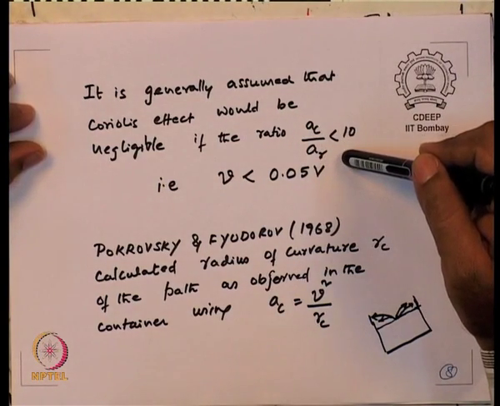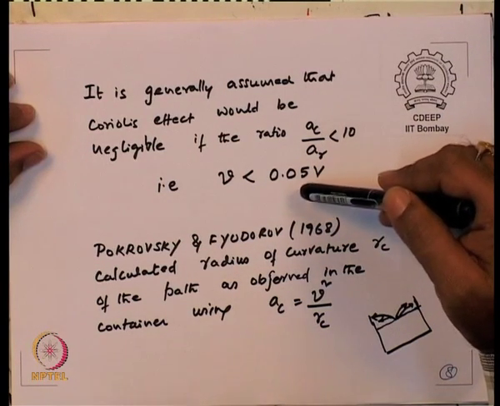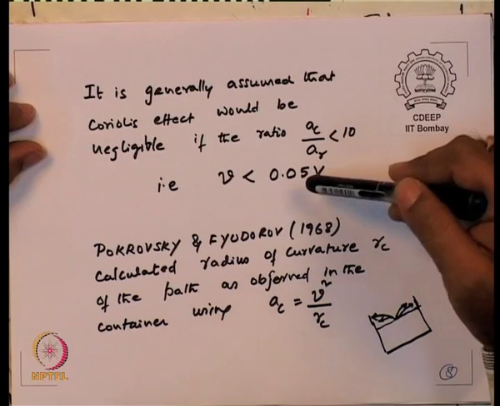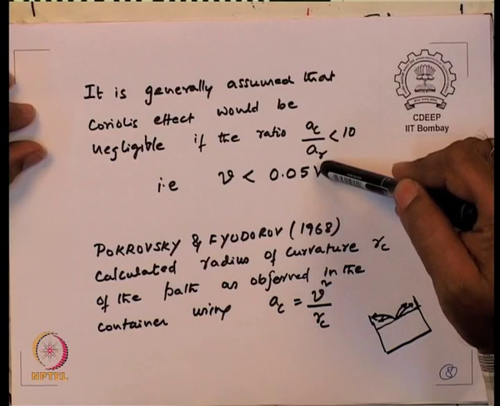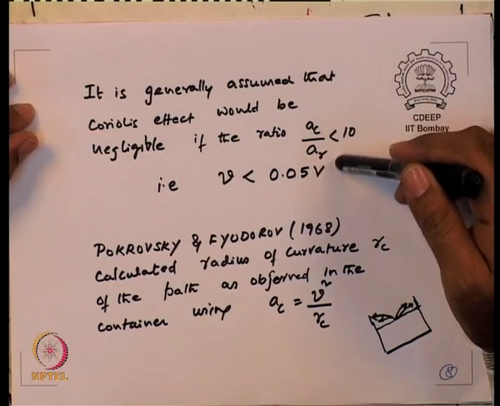So for AC by AR less than or equal to 10%, what we need is that v has to be less than or equal to 0.05 V. If this is less than or equal to 0.05 V, we can say that the Coriolis effect is negligible. That means that the model is not subjected to Coriolis effect.